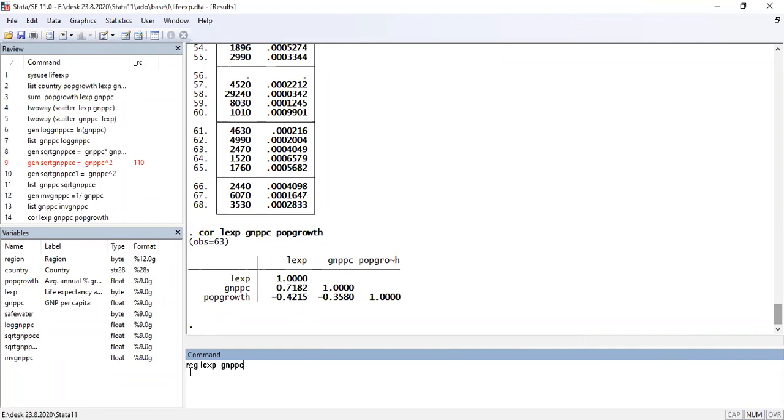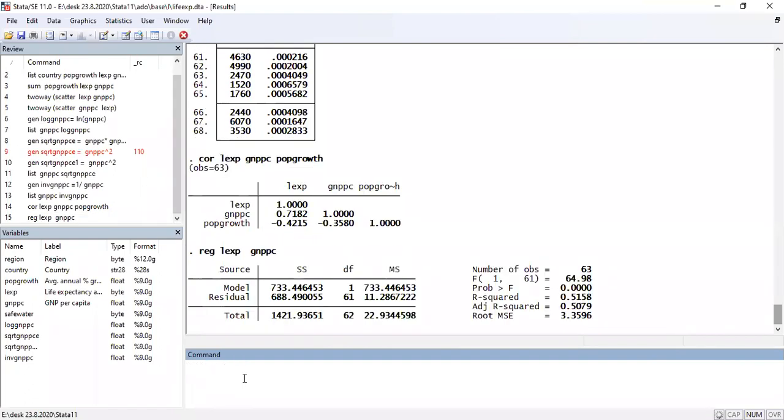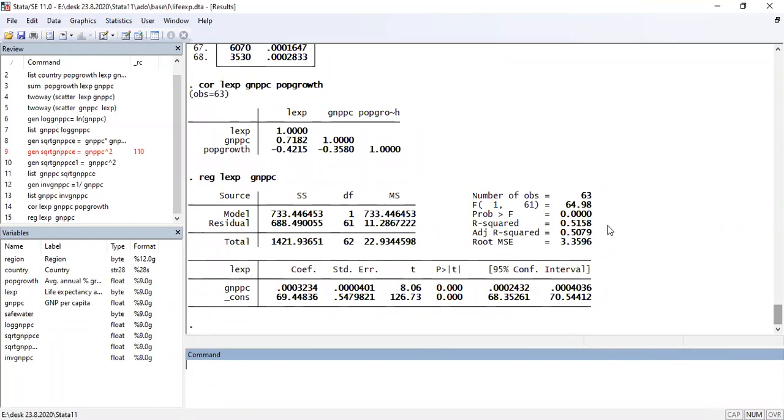So what is the model here? The model is: dependent variable life expectancy equals beta 1 plus beta 2 GNP per capita plus U. Now we are going to estimate the model. Just one line: REG, dependent variable and independent variable, and you hit enter. A lot of results come in. We cannot explain all of them because we have not learned them so far. We learn almost everything from here.